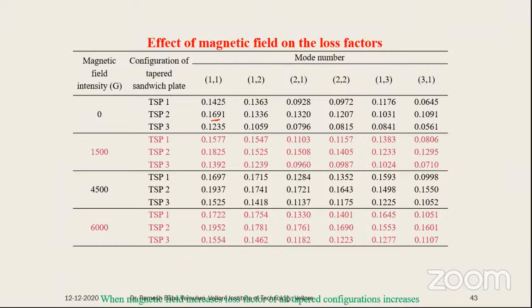But still, one configuration is giving more damping values and more natural frequency values. There is a variation. This variation can be attributed only to the structure, the configuration or the geometry, not to the material property. From the material property perspective, all are the same.